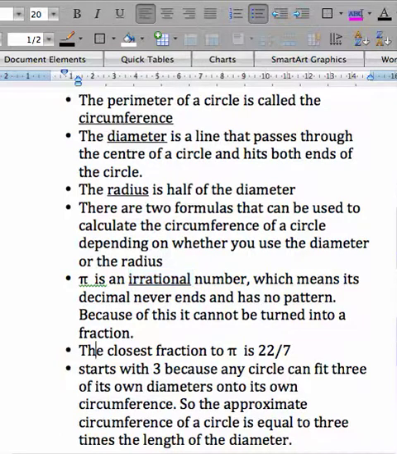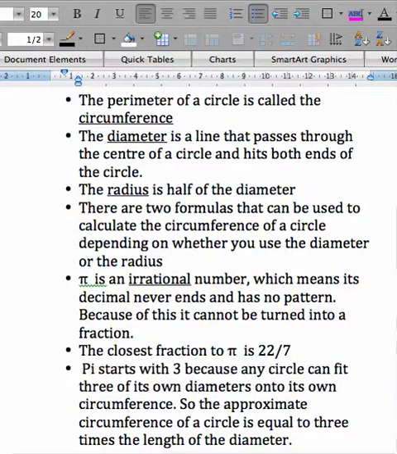We'll skip this second last point. We'll go to the last one for now. I should have pi here. I'll just write the word. So pi starts with 3 because any circle can fit 3 of its own diameters onto its own circumference. Okay, and so we can calculate the approximate circumference of a circle by simply going 3 times its diameter.